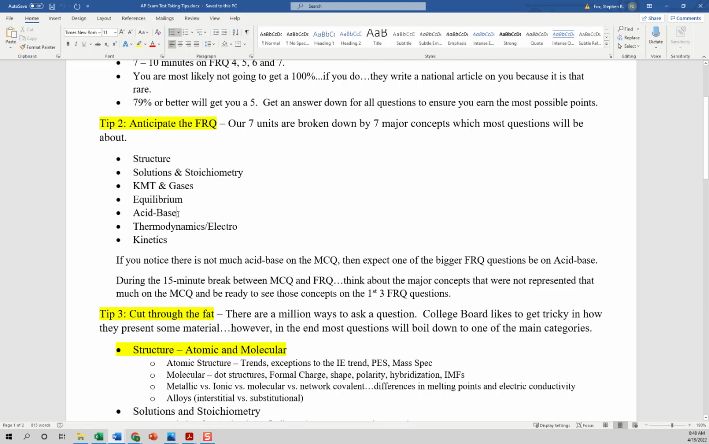So if you noticed the multiple choice was kind of lacking, maybe there were a couple acid-base questions, but not many, then now you know that one of your first 3 questions, 1, 2, and 3 on the free response, the ones that are worth 10 points, is probably going to be a heavy acid-base one, right? Or if there wasn't much equilibrium, then you know that question 1, 2, or 3 on the FRQ is going to be heavy equilibrium. Or maybe there was not much thermo, or not much kinetics. So you know one of your free response questions is going to be heavy in one of those categories. So what was not represented on multiple choice will be represented on the free response, and get your mind ready for that.